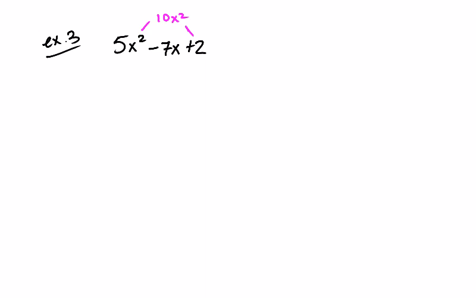Positive number that they have to multiply to, but they add to a negative. And so what two numbers multiply to 10 but add to negative 7? That would be negative 5 and negative 2, but we're going to put our x on each one. So negative 5x and negative 2x. When you have this case, you can't put a negative first because both are going to be negative, so it doesn't matter which order you put them in.